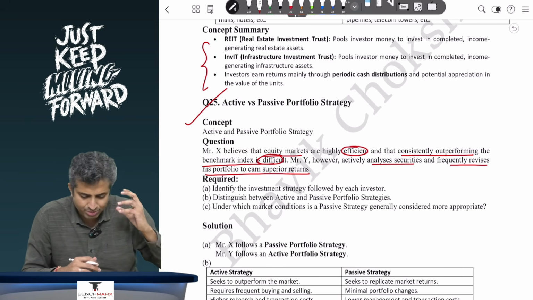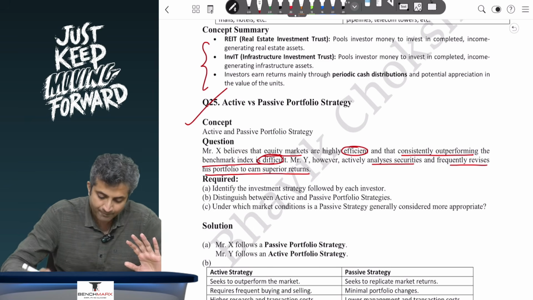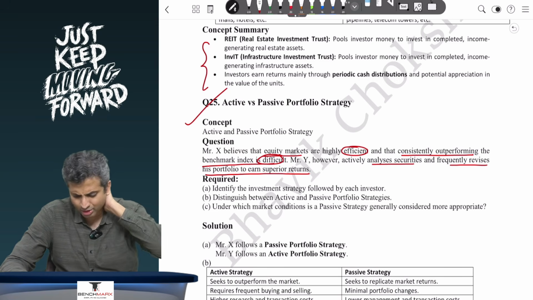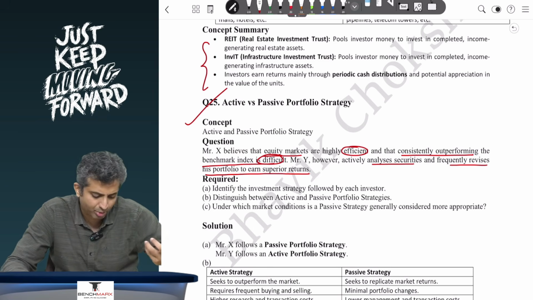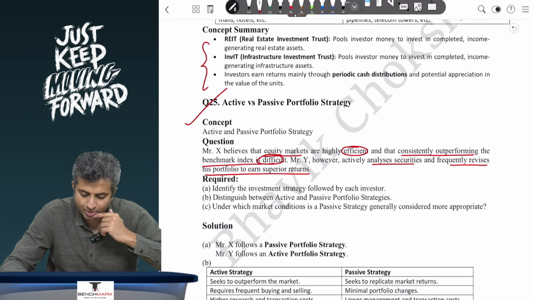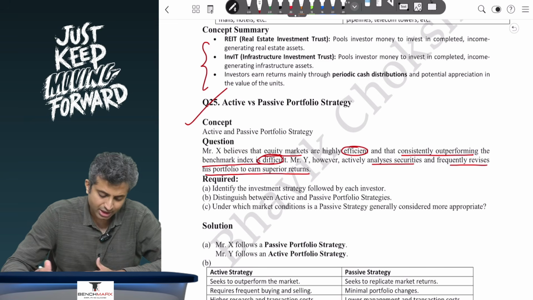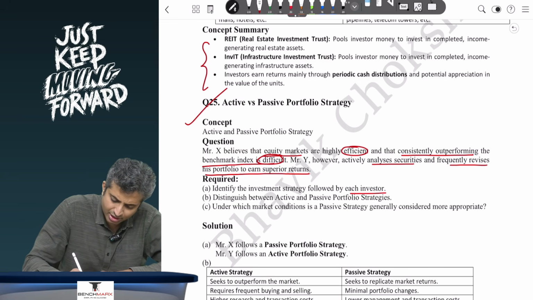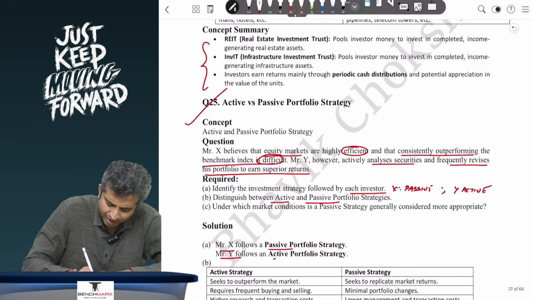Okay, so one of them believes that the market is efficient, in which case ideally the appropriate strategy for Mr. X should be a passive strategy. Mr. Y believes that you can still analyze the securities, revise the strategy, and continuously keep on rebalancing the portfolio, in which case for Mr. Y the appropriate one may be the active strategy. Identify the investment strategy followed by each investor. Well, X follows passive, whereas Y follows active. Distinguish between active and passive, so it is more of a theory question. So X follows passive, Y follows active.